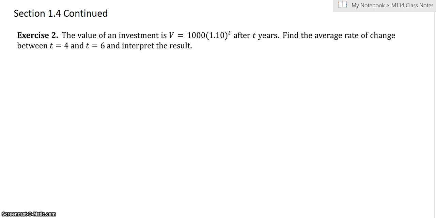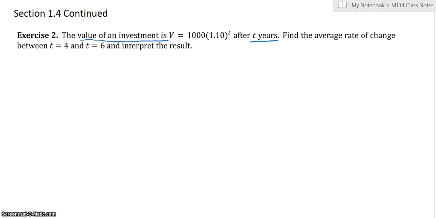The value of an investment is given by this formula, 1,000 parentheses, which means multiplied by 1.10 to the t, that's raised to the t, after t years. So V is the value, so it'll be in dollars, and t would be in years. Find the average rate of change between t equals 4 and t equals 6, and interpret the results. So go ahead and try this one first.